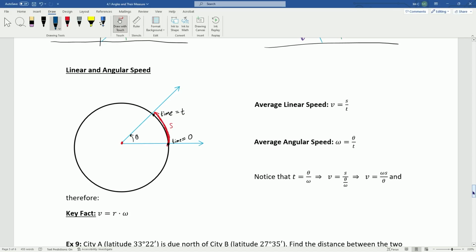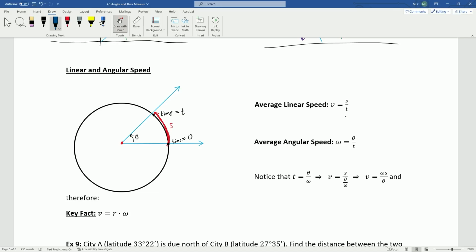Okay, and so here's another big idea. We'll just hit this one quickly. Linear and angular speed. Sometimes these are made to be a little more complex than they actually are. Average linear speed just means how fast somebody is traveling if they're moving on the edge here. When we talk about speed, that's just distance divided by time. So when I talk about average linear speed on the circle, I'm just saying how big is the arc divided by the amount of time it took to move along that.